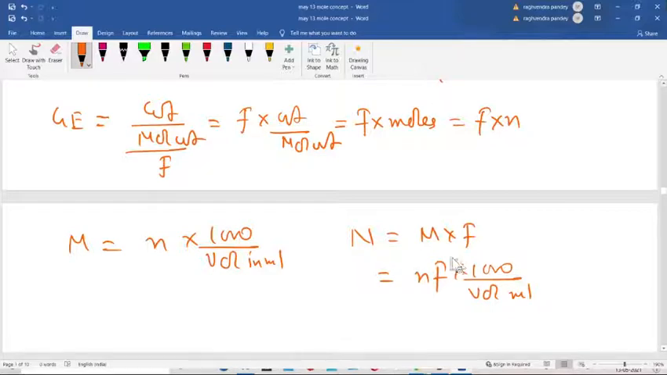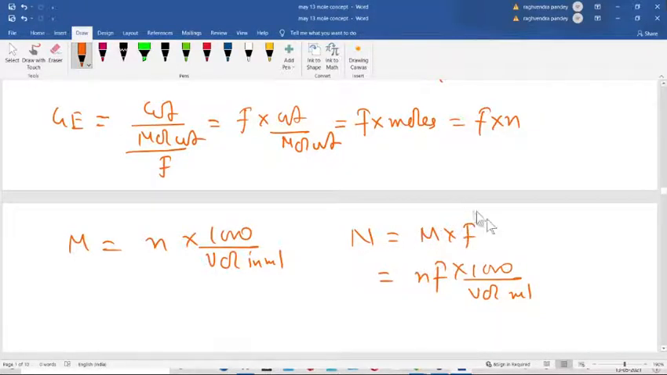Okay, remove. So this normality thing is used in titration. When you do the practicals, it is there for the titrations normally. But nowadays this molarity thing is also used. So only the definition is required. Numericals are more or less the same.